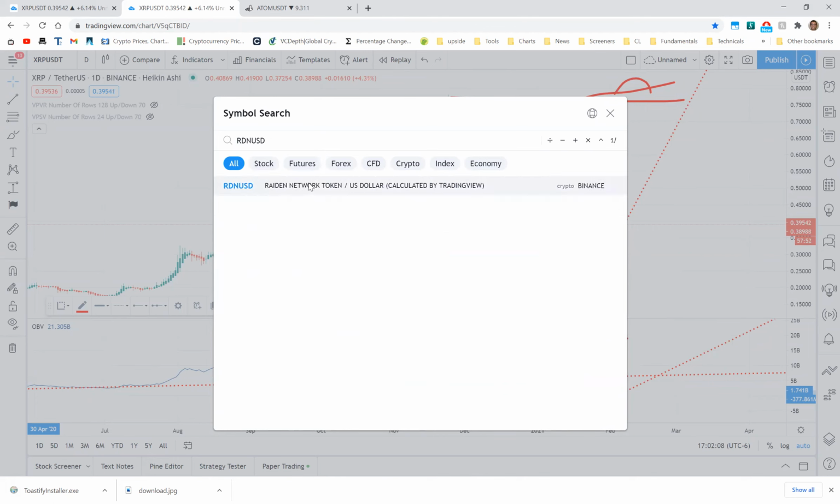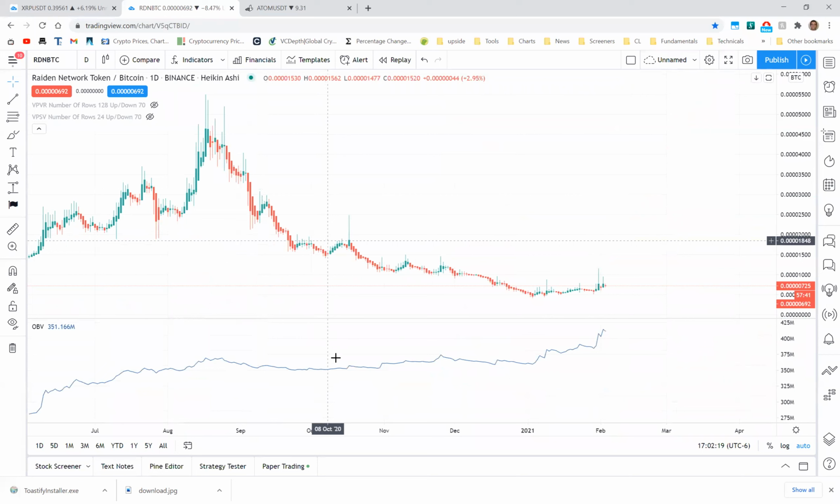So that's a USD pair that's calculated by TradingView. It's not actually a pair, but if you go to Bitcoin, there's only 2 exchanges for RD and BTC. And RD and BTC is at new highs on the daily. So it's very possible that it eventually goes above this level. You can confirm with other time frames and see if it's also at new highs.